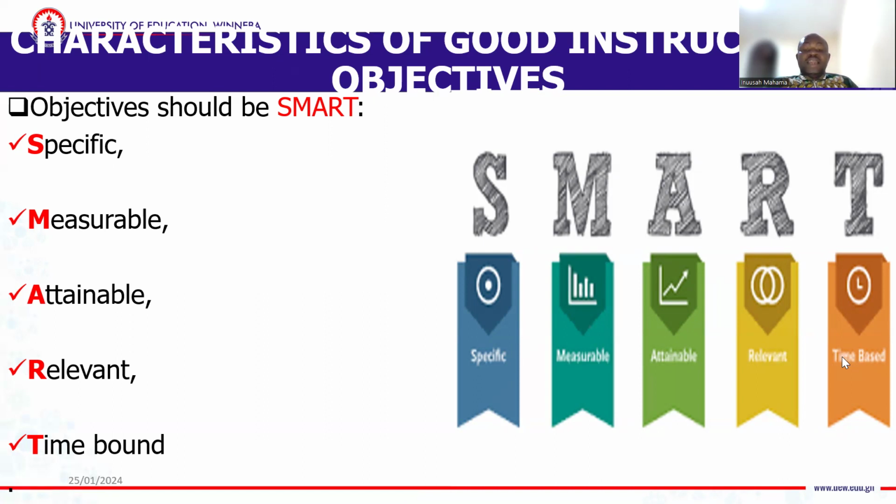And it should be attainable. We should be able to finish it and not leave it along the line. It should be relevant. No instructional objective should be vague. It should be important to the individual learner, and it should be important to the learning process as well. If an instructional objective is not important to the learning process and the individual learner, no good learning will occur. Lastly, the instructional objective should be time-bound.